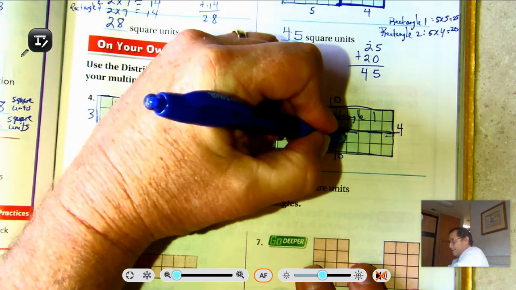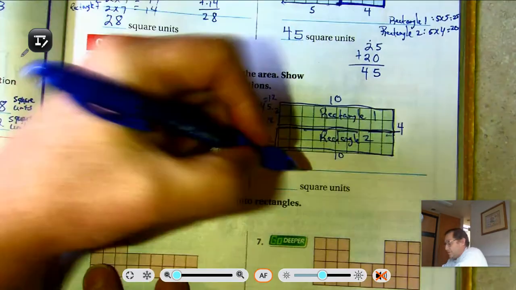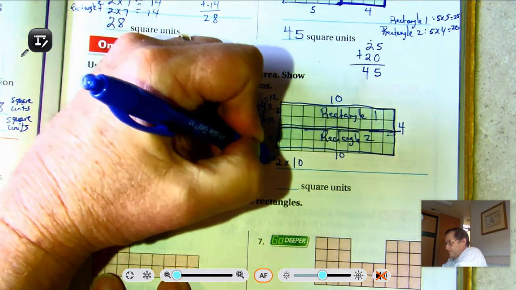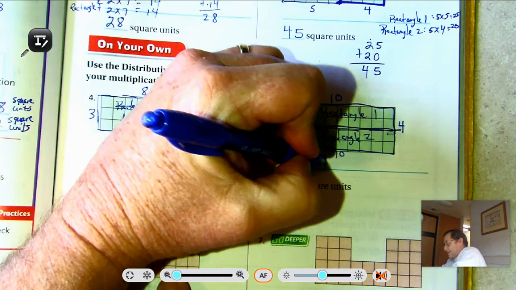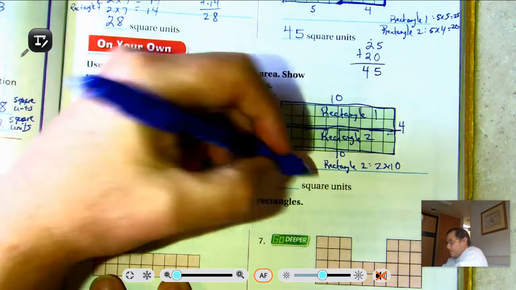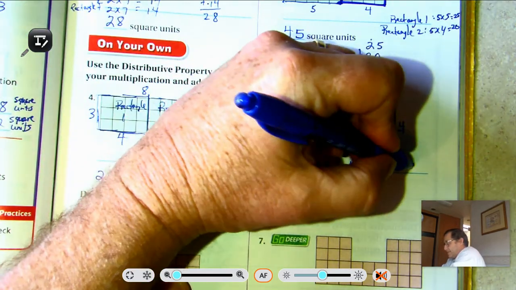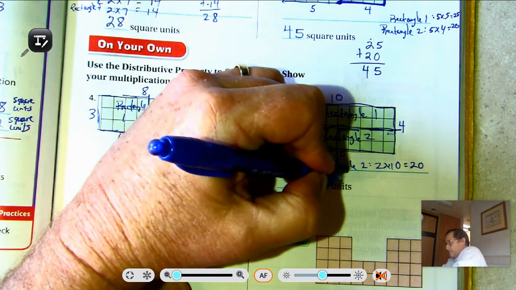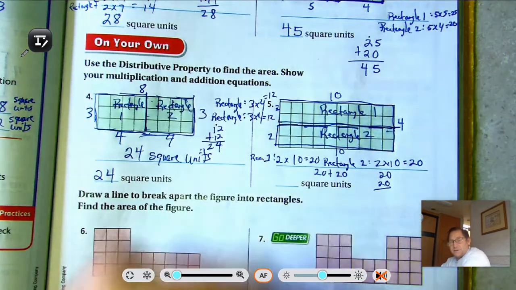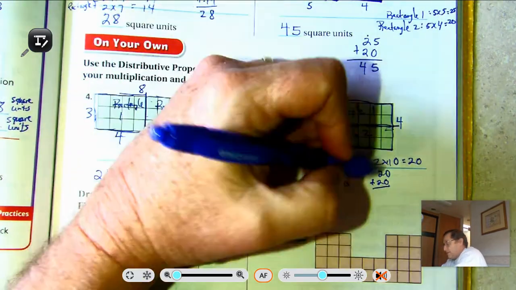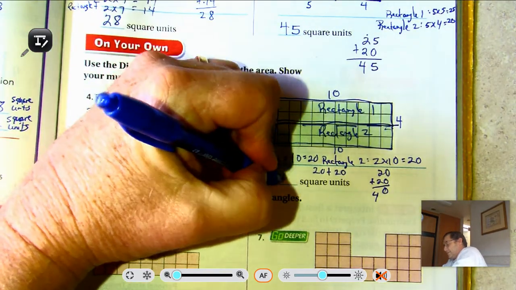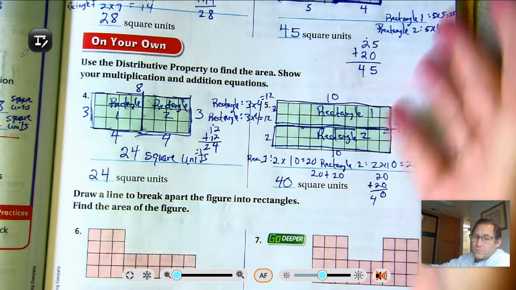Again, I took one large rectangle and broke it into 2 rectangles. So I have 2 times 10 for rectangle 1, rectangle 2, 2 times 10. 2 times 10 is 20, 2 times 10 is 20, 20 plus 20. I should be able to do that one in my head, but I will go ahead and stack it and do the problem. 0, 0 ones. 2 tens plus 2 tens is 4 tens. 40 square units, right? 4 times 10, that's 40.